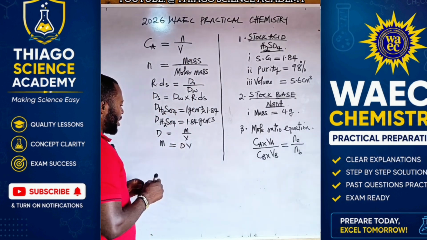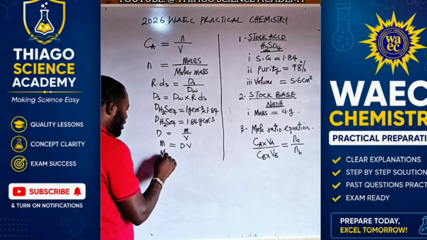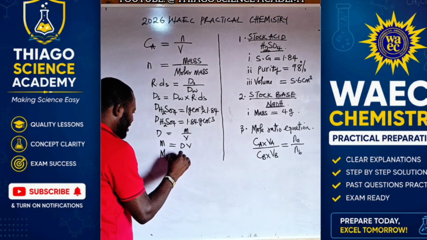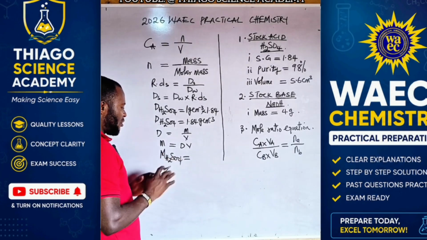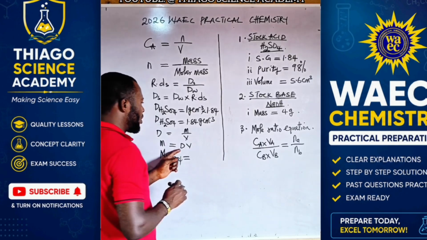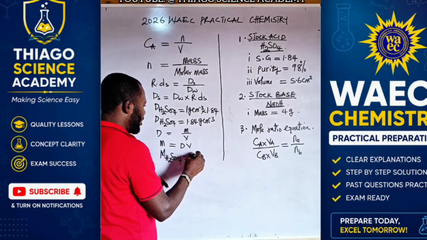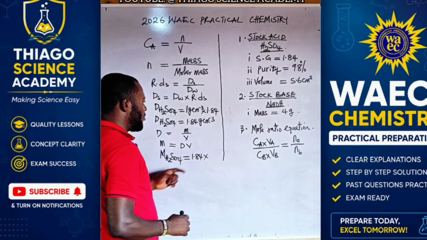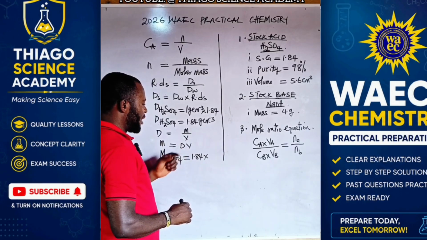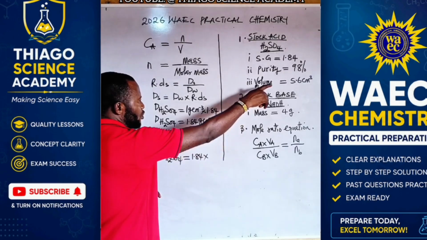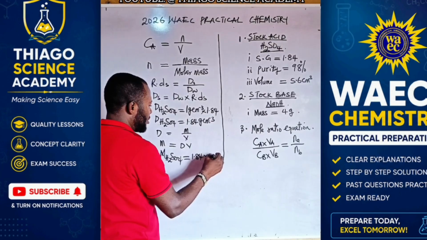And we are still coming to that. So the mass of H2SO4, that is the mass of the stock, not the mass of the pure acid. Now, they give us the density of the acid, 1.84. Then multiply by the volume of that acid. The volume they say we should dissolve is 5.6.